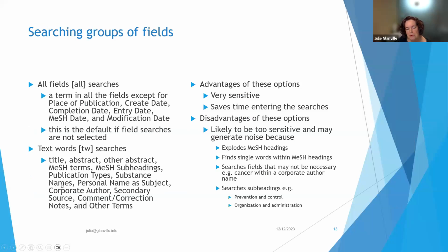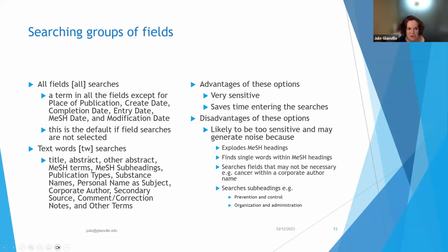There are also two options to search groups of fields, and you should consider these carefully depending on your search. So the first group of fields is the all fields option, and that's expressed by the word all in square brackets after a search term. This will search all the fields except for place of publication and the dates. And if you don't type any field tag, this is what will be searched by default.